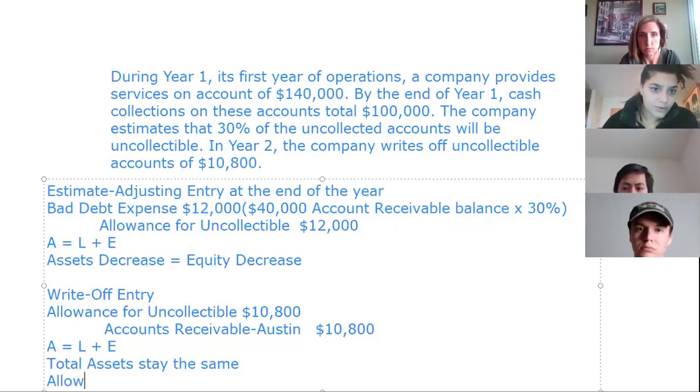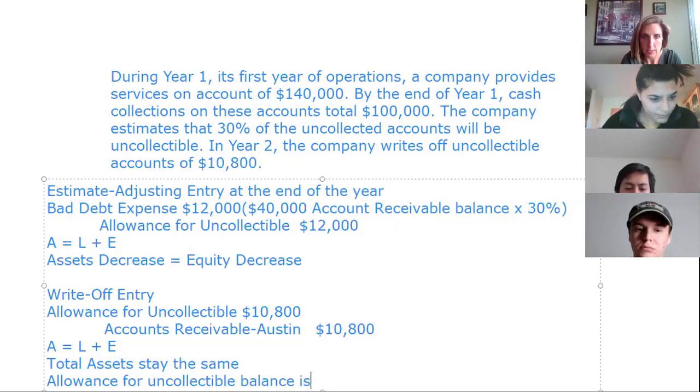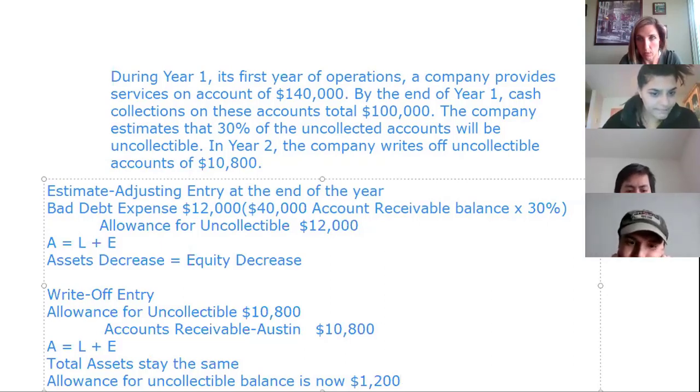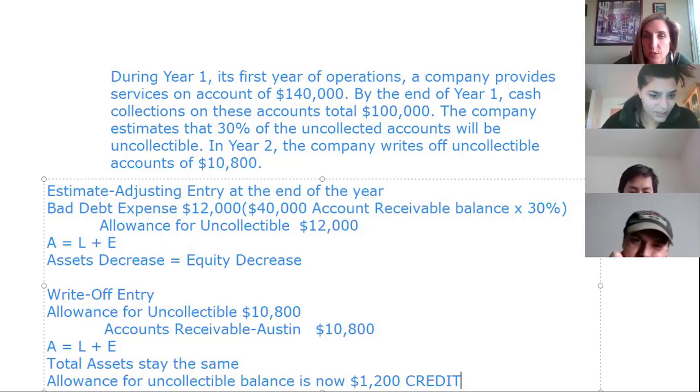Nathan says yes. The allowance for uncollectible now has a balance of $1,200, right? You see that where we say 12,000 minus 10,800? Is it a $1,200 credit or debit balance right now? Credit. We credited it for 12 and we debited it for 10.8. So there's still a $1,200 credit in there.